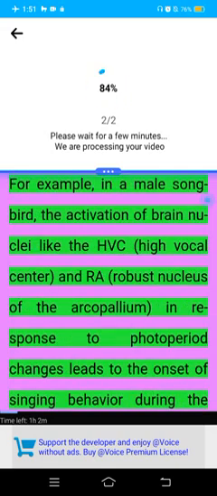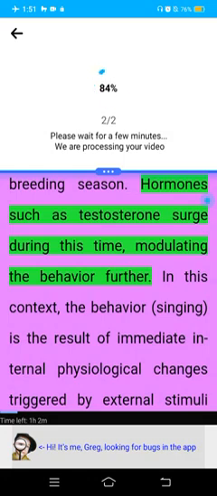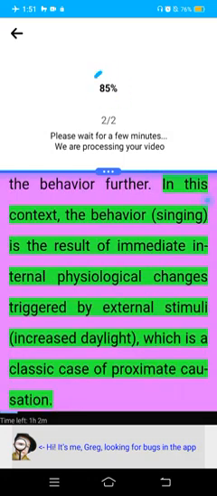For example, in a male songbird, the activation of brain nuclei like the HVC, high vocal center, and RA, robust nucleus of the archopallium, in response to photoperiod changes leads to the onset of singing behavior during the breeding season. Hormones such as testosterone surge during this time, modulating the behavior further. In this context, the behavior, singing, is the result of immediate internal physiological changes triggered by external stimuli, increased daylight, which is a classic case of proximate causation.